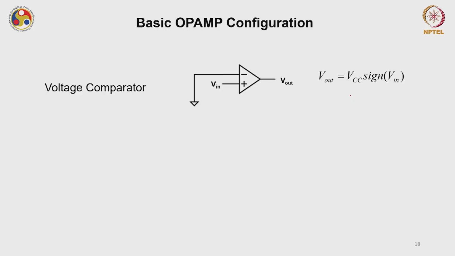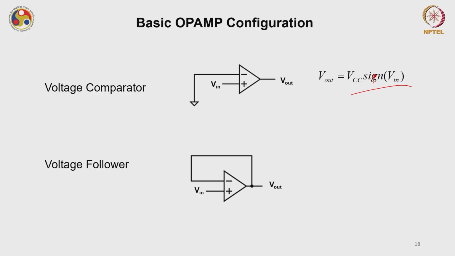Now this op amp can also be used as a voltage comparator. This is a simple voltage comparator structure where the output can be written depending on the signal, as this value.